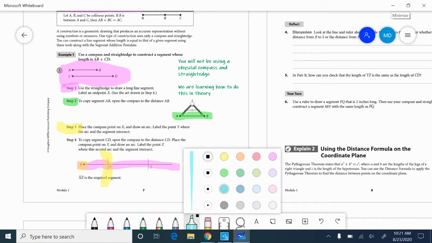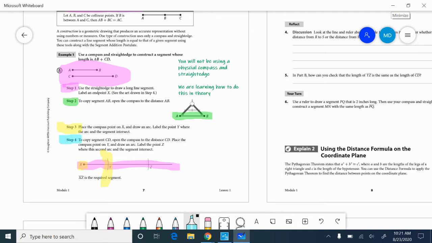Step 4, to copy segment CD, open the compass to distance CD. So you're going to use your compass again, but it's going to be a much longer segment, okay, because it's trying to match the one up here, CD. And then place the compass on point Y and draw an arc, okay, and label that point Z. This is where the second arc and the segment intersect. So from all of that, what you get is XZ, and that's the required segment. So that's how you can use a compass and a straight edge in theory to construct a segment whose length is AB plus CD.